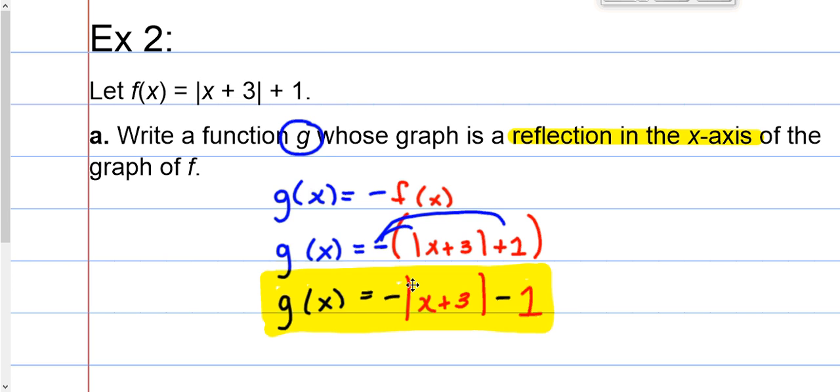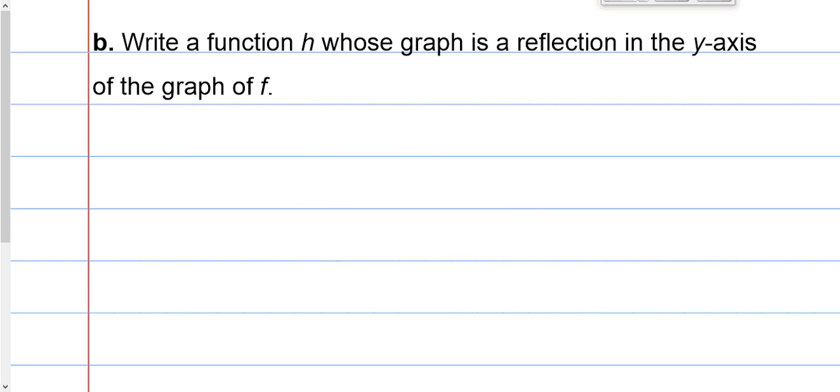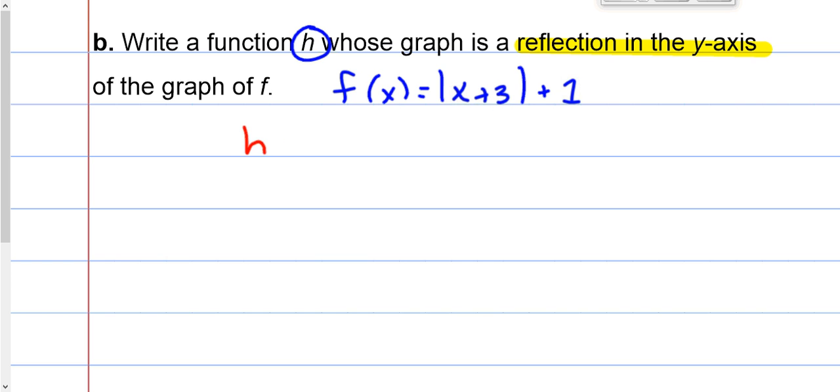Let's now look at example 2b. So we want to write a function h that is a reflection in the y-axis. So we're getting a little bit of both, just so you can see how to handle each of those. Let me rewrite our f of x function here. It is the absolute value of x plus 3 and then plus 1 on the end. So I'm writing a new function. My new function is an h of x equals, and it says now a reflection in the y-axis.